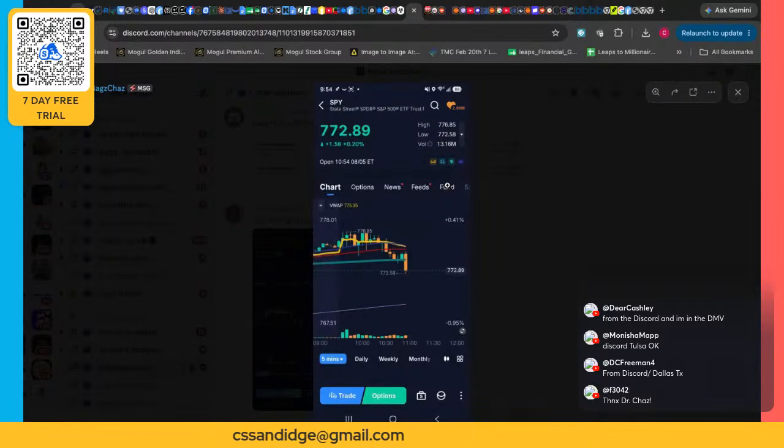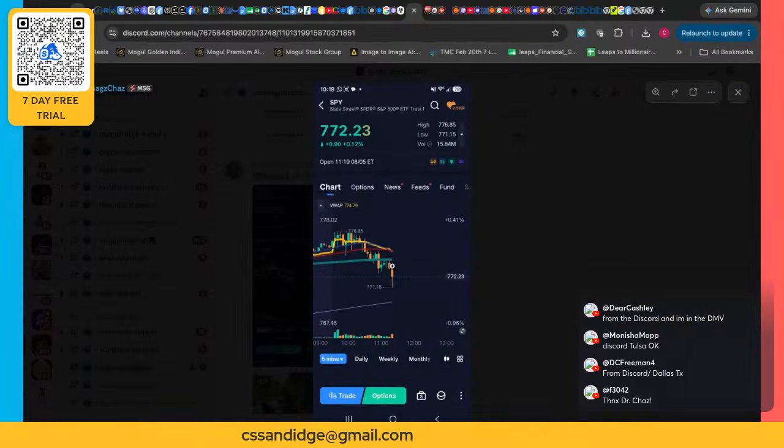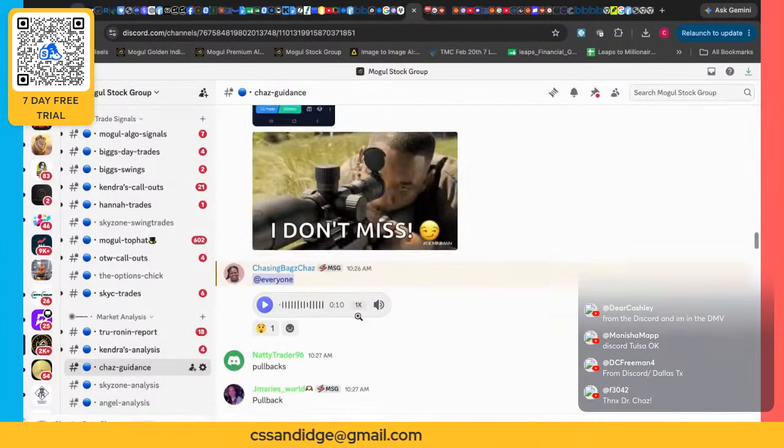I got into a 769 put. I could have gone 770, but I didn't want this thing to chop up. So we're watching it fall, getting that level. This definitely got them their dirty 30. They could have been out in about 40 minutes to get 30% on the return. I held it a lot longer.